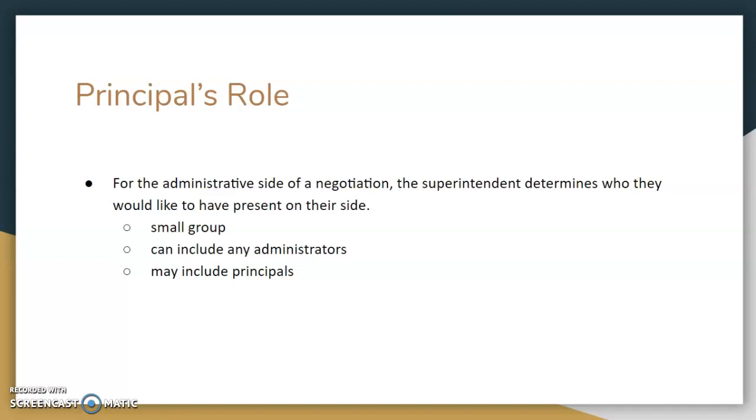Now, in smaller districts, that might include principals. In bigger districts, that does not always include principals, such as my district. We have a lot of schools and we have a lot of administrators, and our superintendent does not actually include principals in the negotiation portion of collective bargaining. She picks administrators that are from the district office.